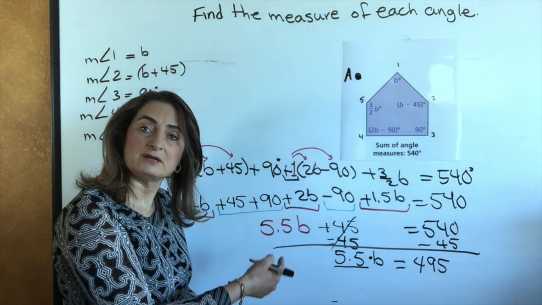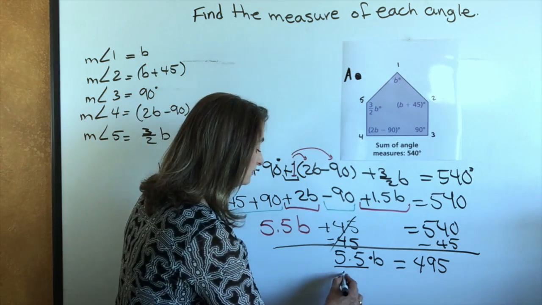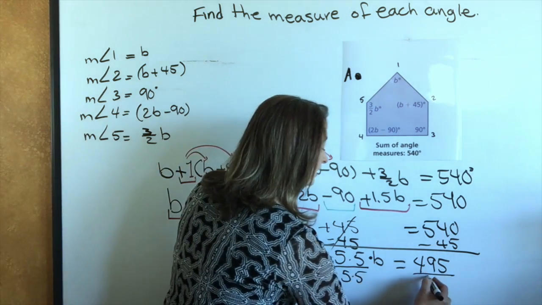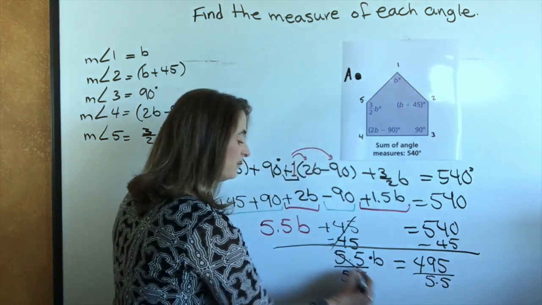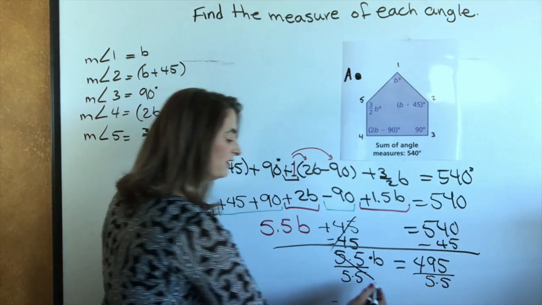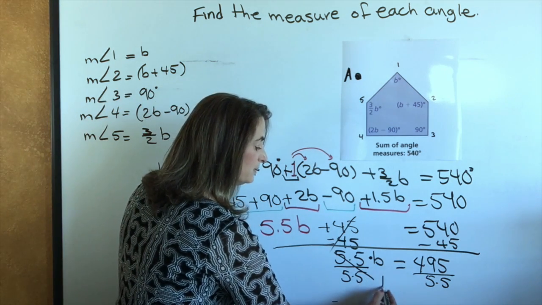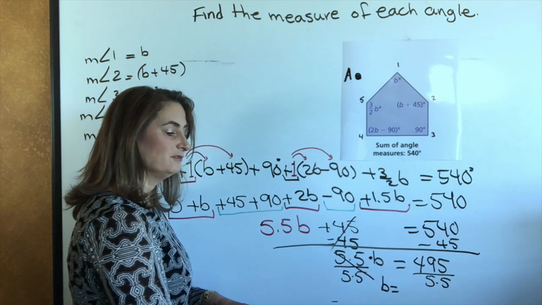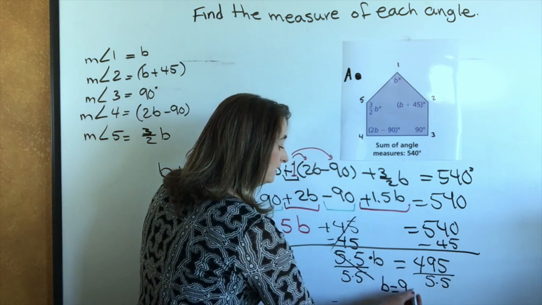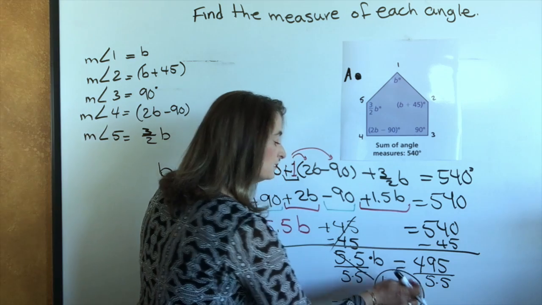And the inverse operation of multiplication is division. So divide by 5.5, and I have to do that on both sides. 5.5 divided by 5.5 gives me 1. 1 times b is b. 495 divided by 5.5 is 90, which means b equals 90.